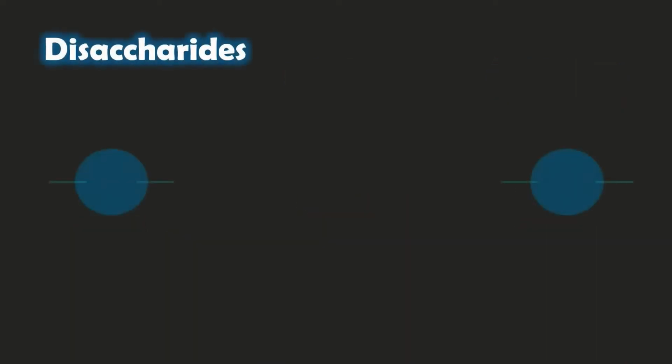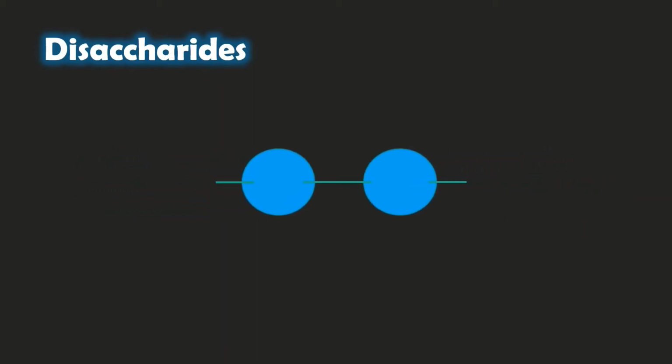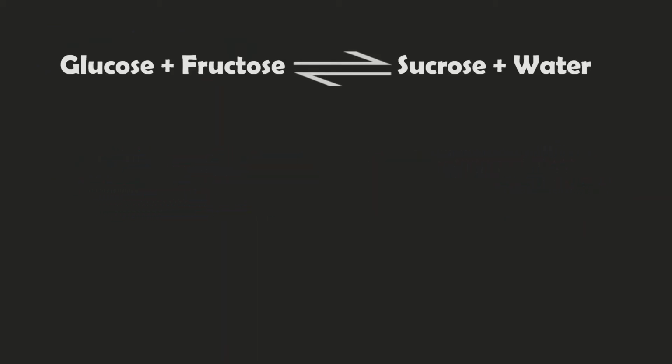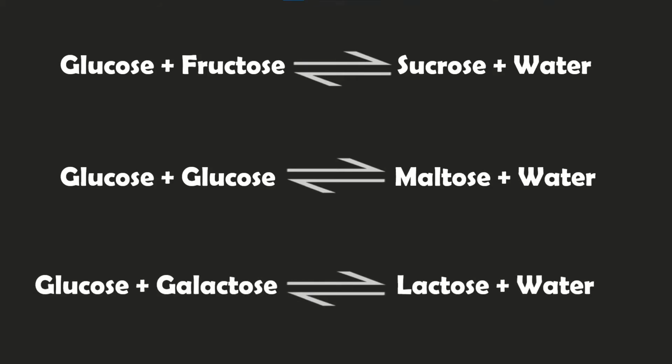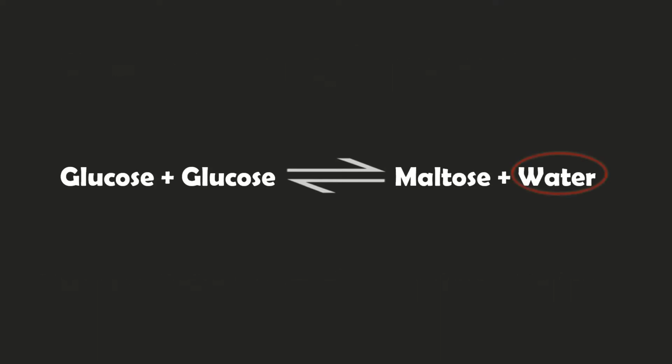Now, a disaccharide is a molecule formed by joining two monosaccharides. For example, glucose and fructose make up sucrose, while glucose and glucose make up maltose, and glucose and galactose make up lactose. This reaction is also known as condensation because a water molecule is produced at the end of the reaction. If the reaction happens in the other direction, it is known as hydrolysis.